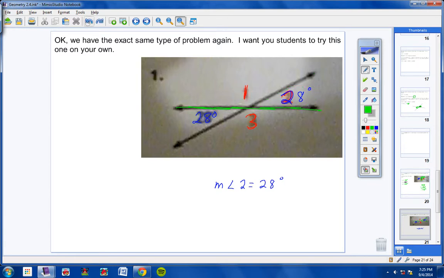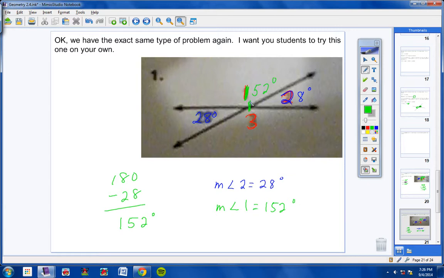So I'm going to take 180 and subtract 28, and I will get 152 degrees, all right? So this angle right here is 152 degrees. So the measure of angle 1 equals 152 degrees. And then students, look at this.